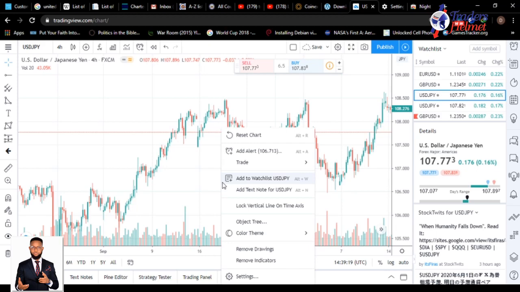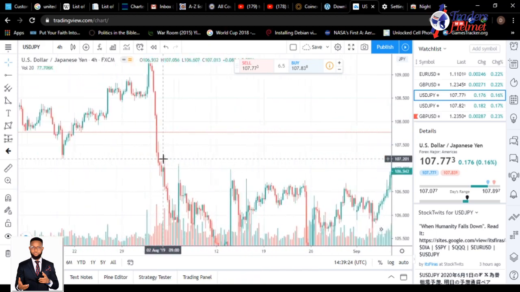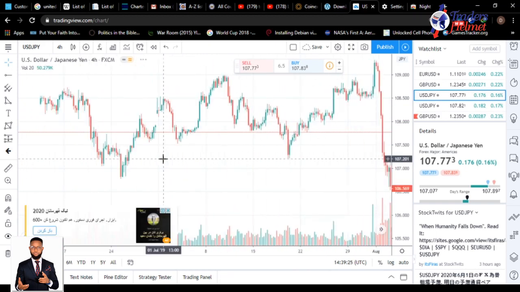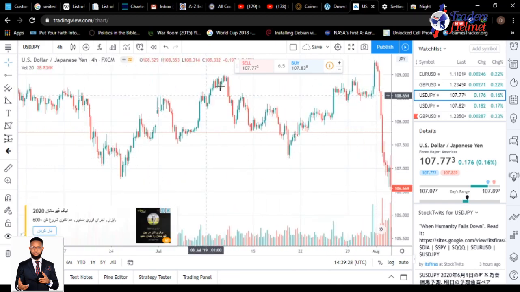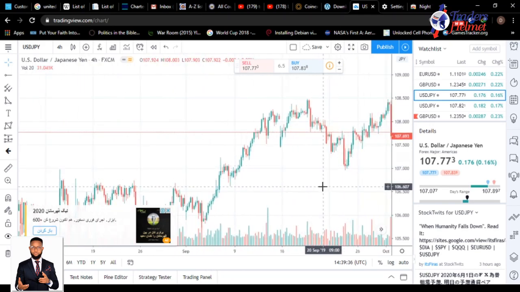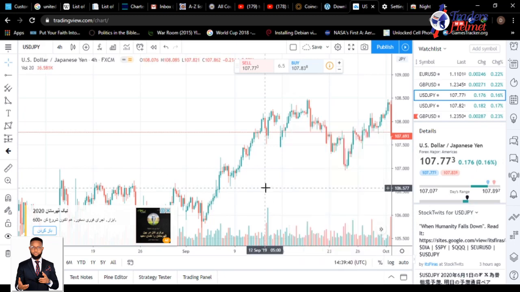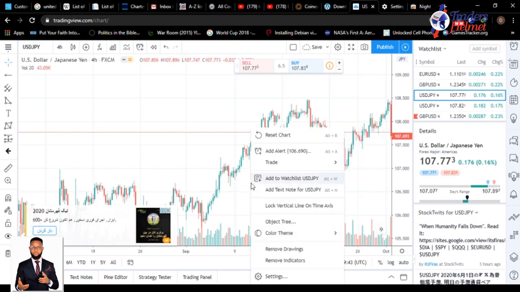Okay, so we'll be looking at USD JPY. First of all, you know what you're looking for. You're looking for impulse. These are impulses, these are corrections, and then you have another impulse. So we're looking at impulse, correction, impulse. Something applicable to a bearish trend. Bearish trend is an upward trend.